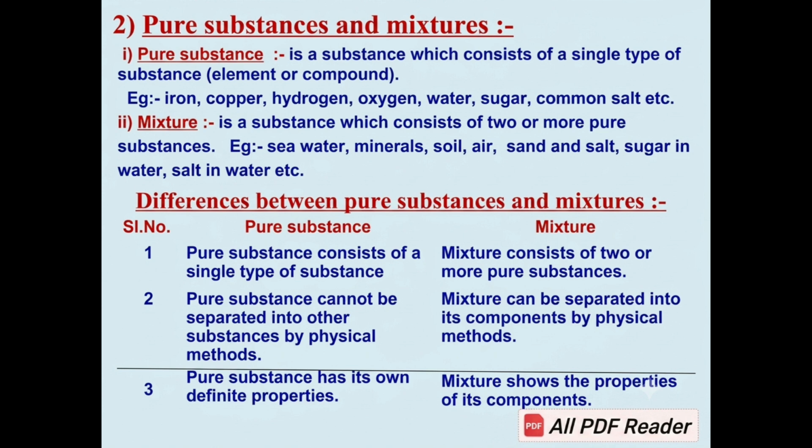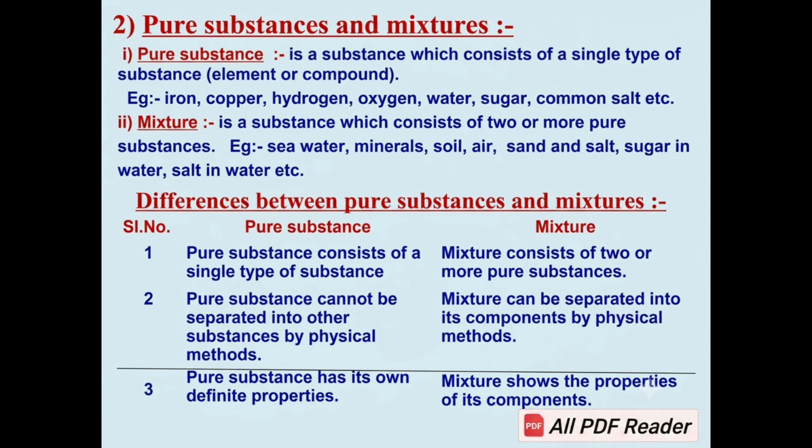Now mixtures. A mixture is a substance which consists of two or more pure substances. Examples: seawater, minerals, soil, air, sand and salt, sugar in water, salt in water. If you take air as an example, we have oxygen, hydrogen, carbon dioxide and all other gases. It is a mixture.